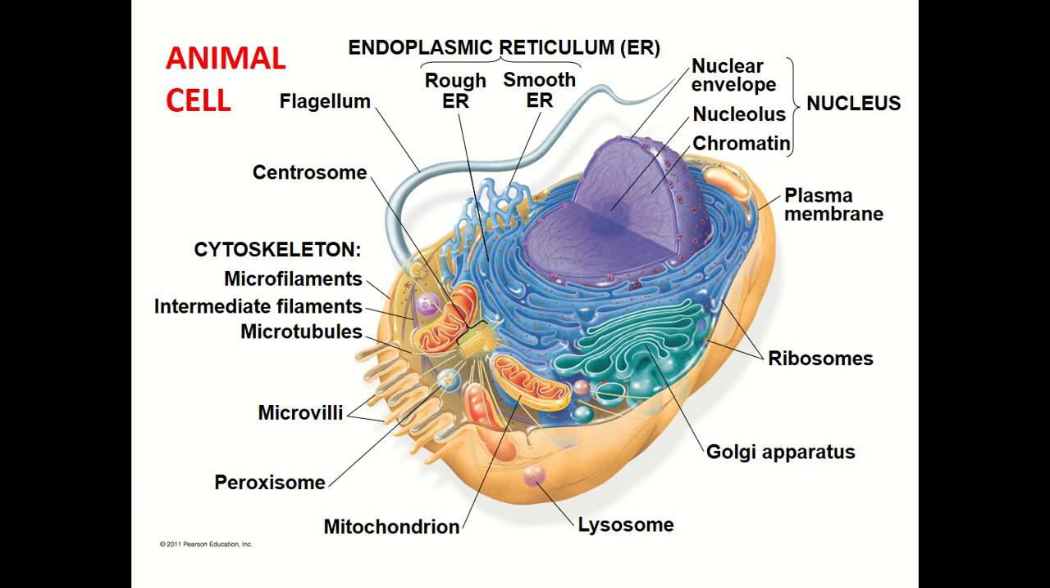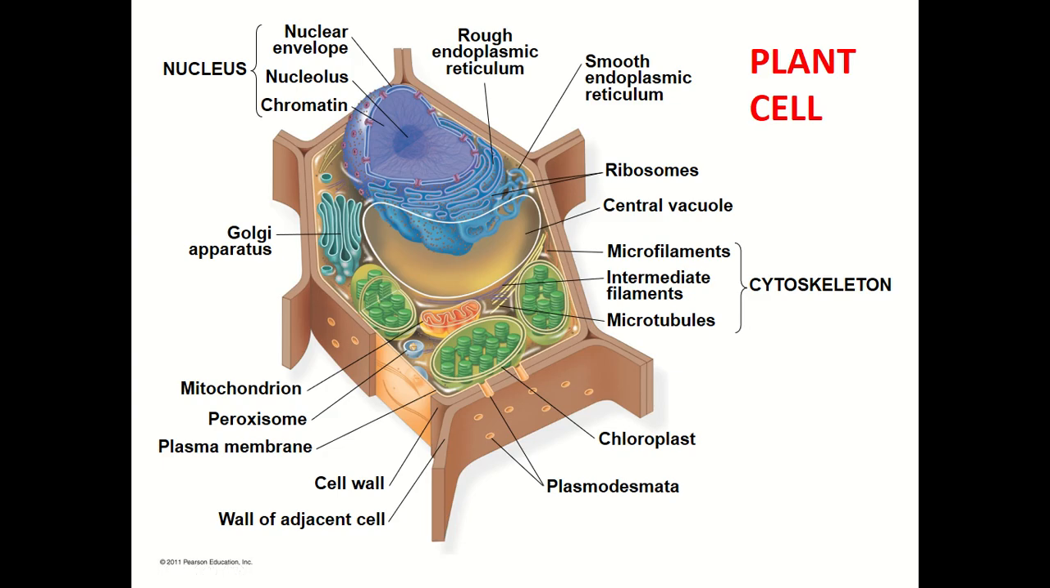So this is how the animal cell looks. We have the nucleus here, the endoplasmic reticulum, either rough or smooth endoplasmic reticulum, with or without the ribosome, the Golgi apparatus, the lysosome, mitochondria, peroxisomes, microtubules, and so on. This is how the plant cell looks. It contains almost all of the organelles that are inside the animal cell, except that it does contain a chloroplast that is responsible for the photosynthesis process.